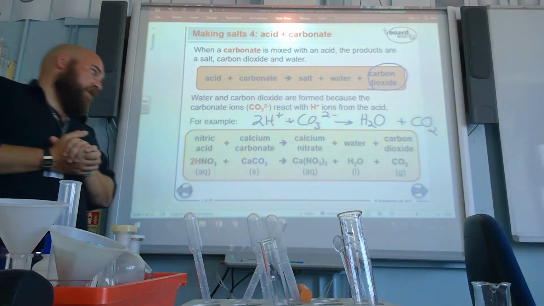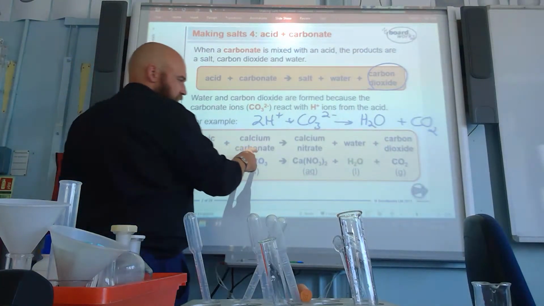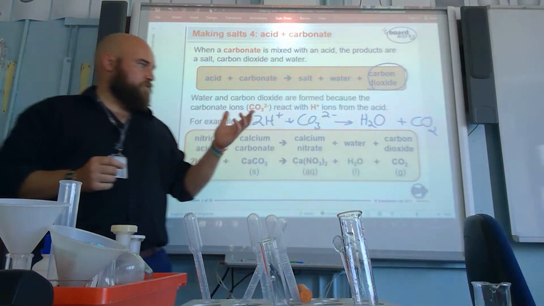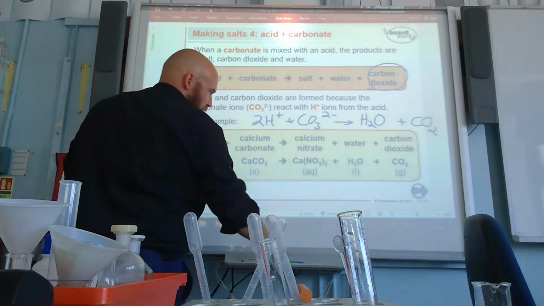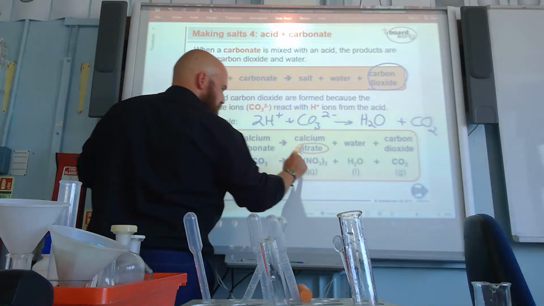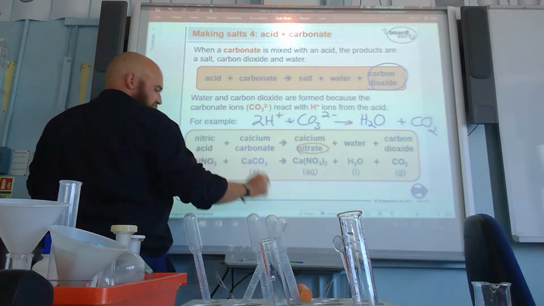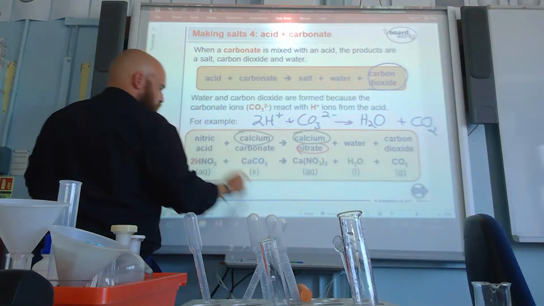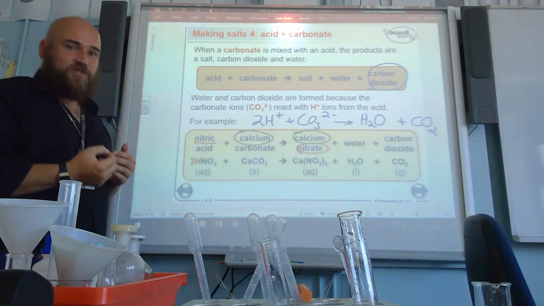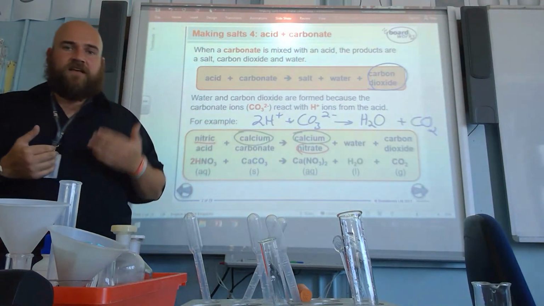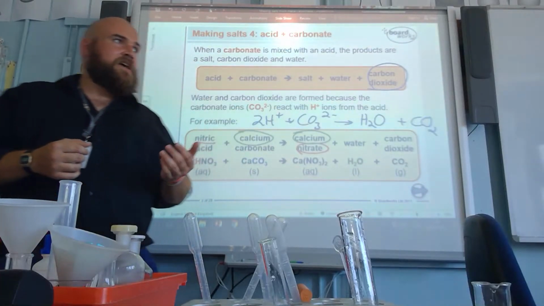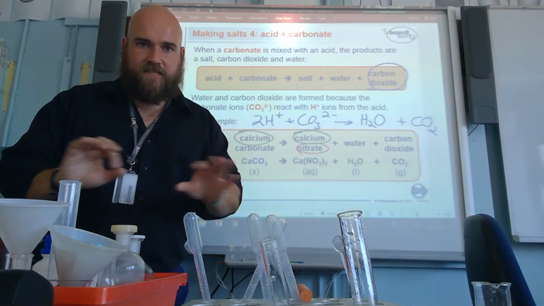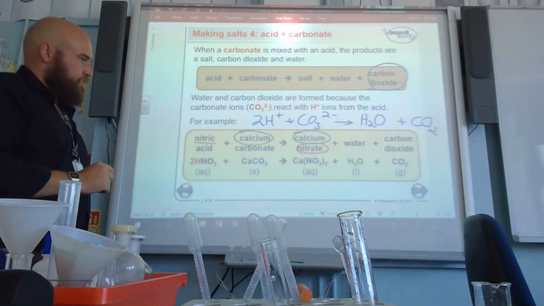Here we have an example of nitric acid plus calcium carbonate, which is CaCO3, and it's making calcium nitrate plus water plus carbon dioxide. Bit of a recap here. How did we know that it's going to be calcium nitrate? Well, the first thing is the calcium part comes from the metal in the metal carbonate, and the nitrate comes from the acid that you use. So remember, we need to know that nitric acid produces nitrates, sulfuric acid produces sulfates, phosphoric acid produces phosphates, and hydrochloric acid produces chlorides. All right, just remember that's the slight exception to the rule.